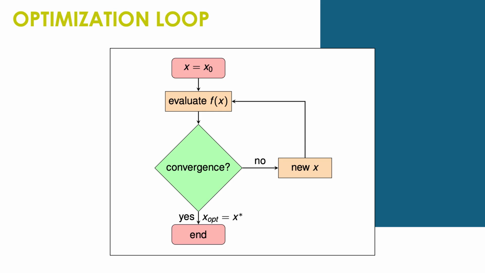Usually we start from one configuration, what is called x0, that is our starting configuration, and we start evaluating f. Then we see, okay, is this f good enough for us? Usually it is not, so we don't have convergence. So we say, okay, this is not a good place, so generate a new x, and then evaluate the f again.